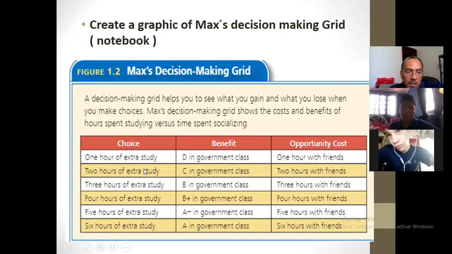Over here, the same thing. 2 hours, I'm going to spend 2 hours studying. That means that if I had 6 hours, 6 minus 2 is 4. That means that you are going to invest over here 5, 4, 3, 2, 1.